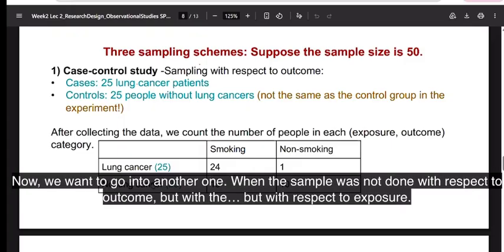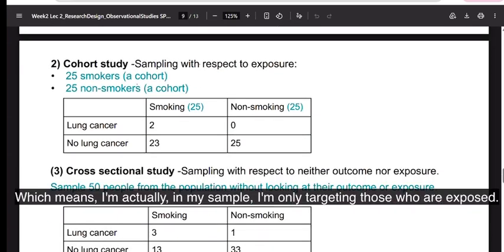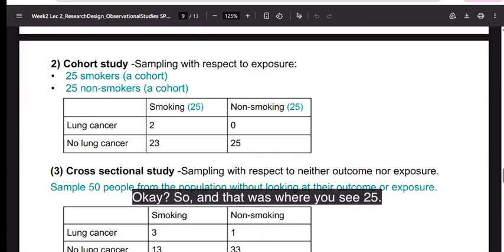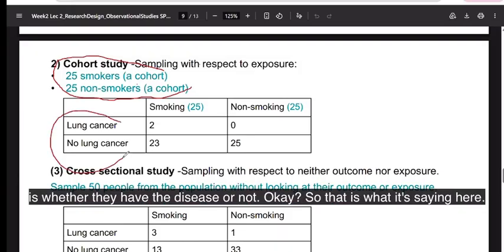Now, we want to go into another one. When the sample was not done with respect to outcome, but with respect to exposure, which means in my sample, I'm only targeting those who are exposed. That is why you see 25 are smokers, 25 are not smokers. And the question I'm going to ask them is whether they have the disease or not. So that is what it's saying here.